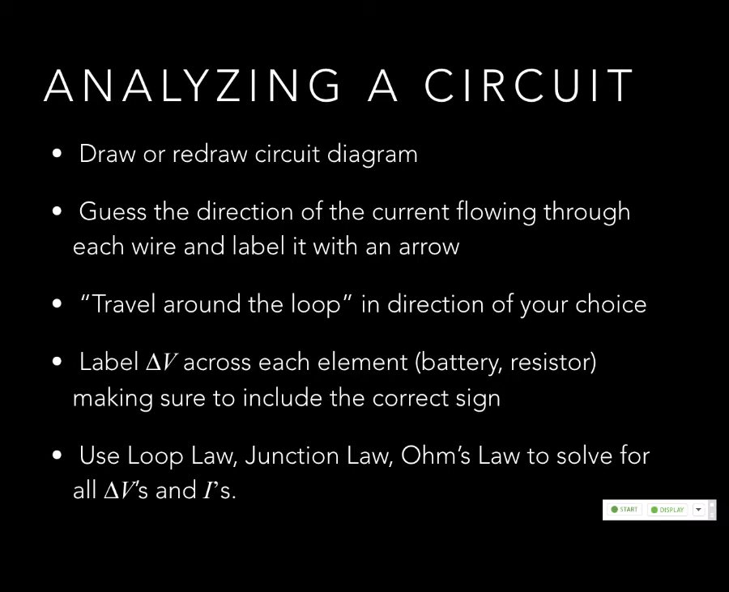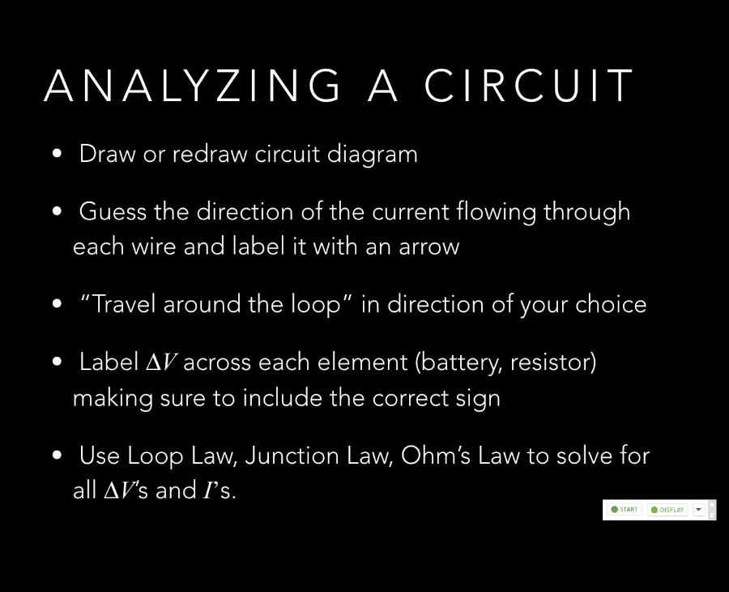The main rule you have to follow is that current has to behave like current, where it doesn't change until it hits a junction, all right? Then we want to label the delta V across each element, whether it's a battery or a resistor, making sure to include the correct sign convention from that chart on the previous page. Okay? And then we want to use loop and junction law, sometimes Ohm's law at the end, to solve for all your delta V's, meaning your potentials, and your currents for anything that you're looking for.